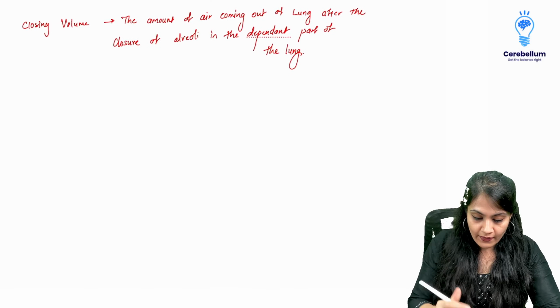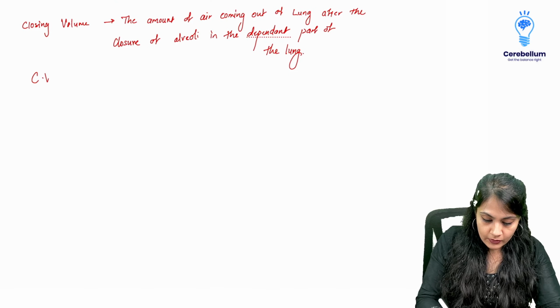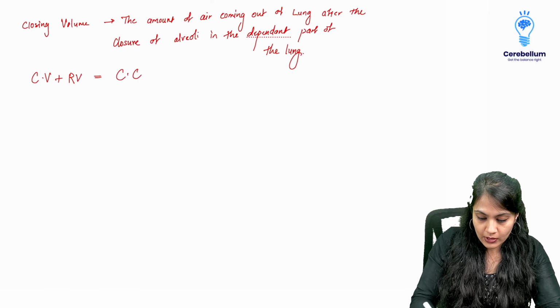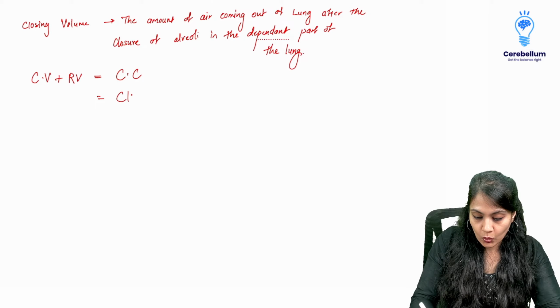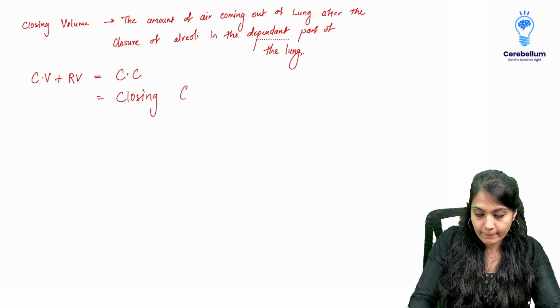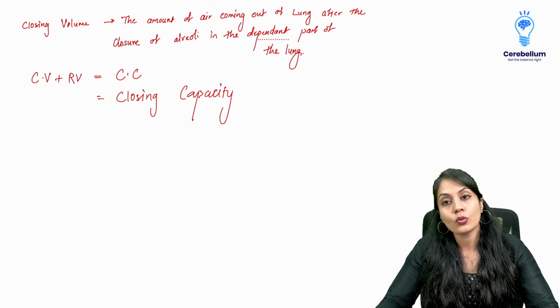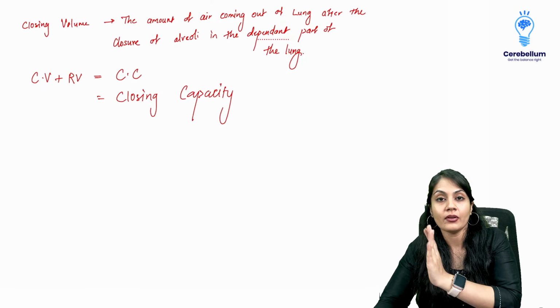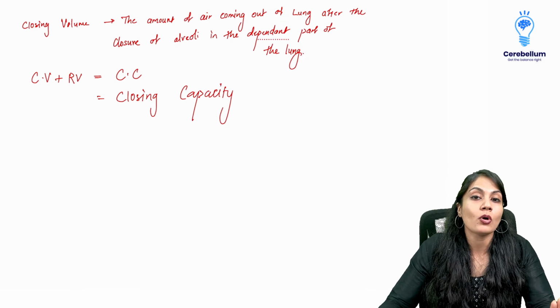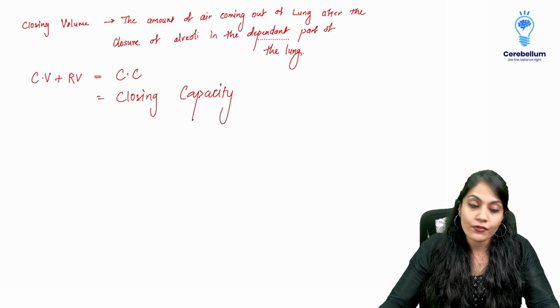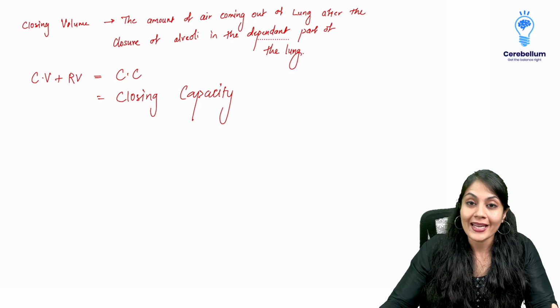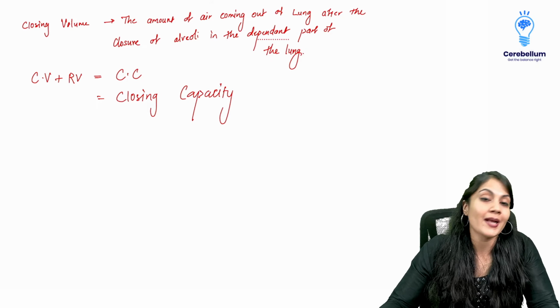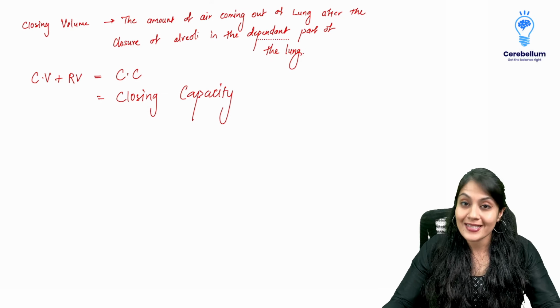Okay. And if I add the CV plus RV, that is the residual volume, that becomes CC. What is CC? That is nothing but the closing capacity. So please remember CC and CV. CV plus RV, when I combine them together, will be called the closing capacity. Of course, I cannot measure the RV, so I cannot measure all those capacities in which the RV is necessary.